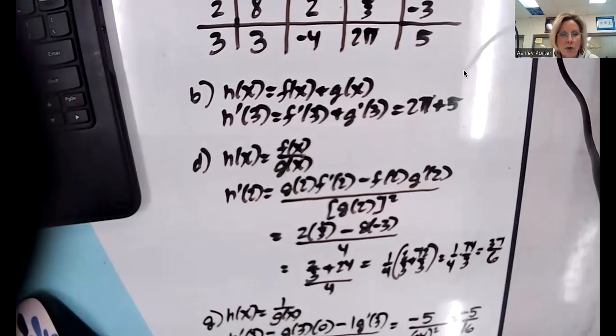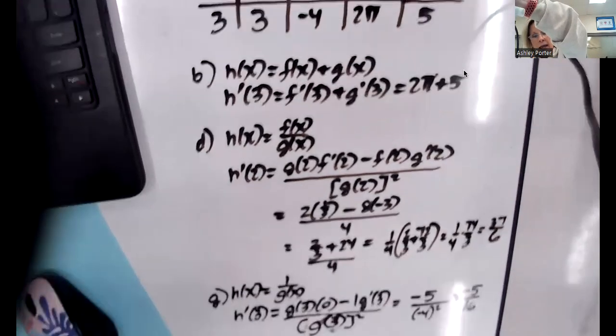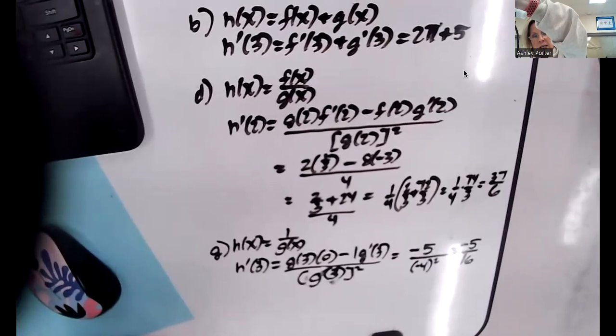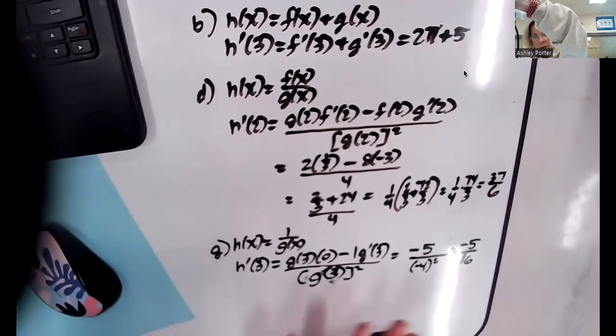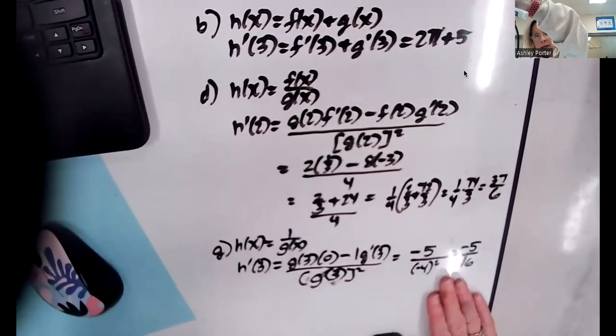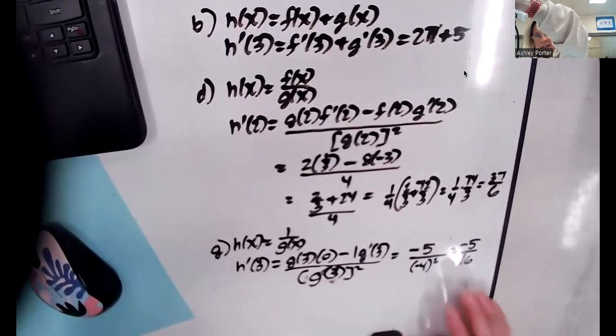Here are your answers for B, D, and G. If you need to, pause the video and look at what I did to work them out. So h prime of 3 is 2 pi plus 5 on B. H prime of 2 on D is 37/6. You got to reduce 74/12. And h prime of 3 on G is negative, sorry for that, you got the glare there, -5/16.